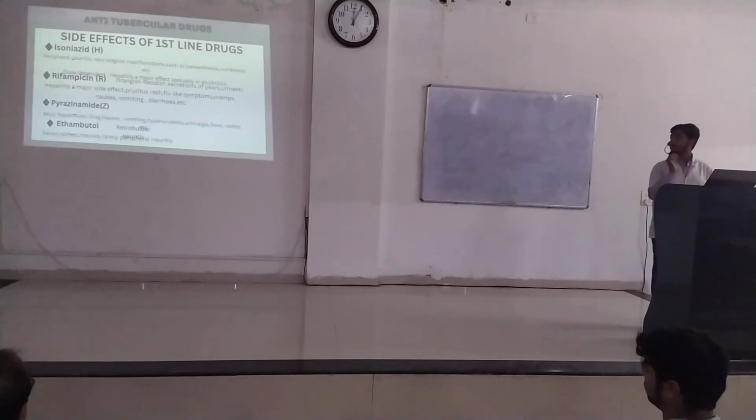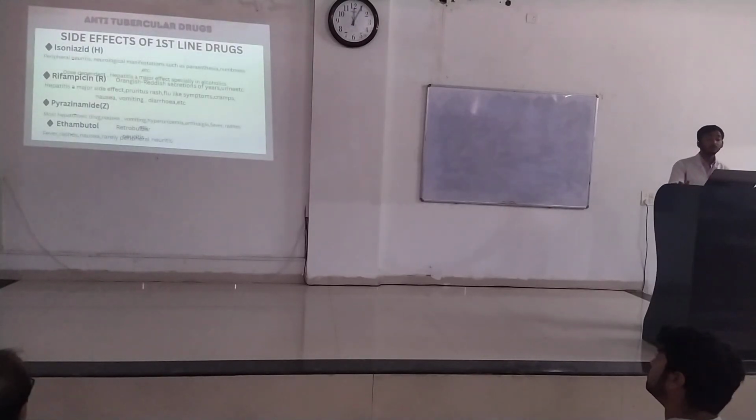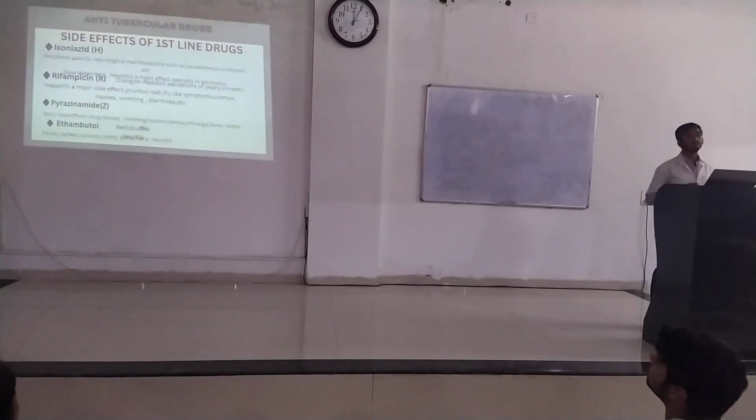There are common side effects of first-line drugs. With isoniazid, peripheral neuritis is very common, so make sure you prophylactically give pyridoxine, which is vitamin B6, at a dose of 10 mg per day. Then the other side effects are hepatitis and neurological manifestations. Rifampicin has a very common side effect of orange secretions.